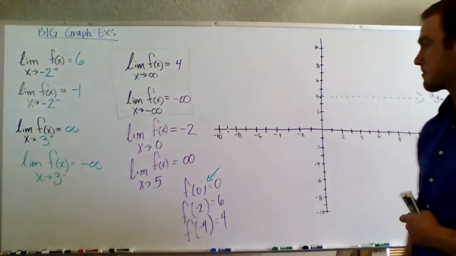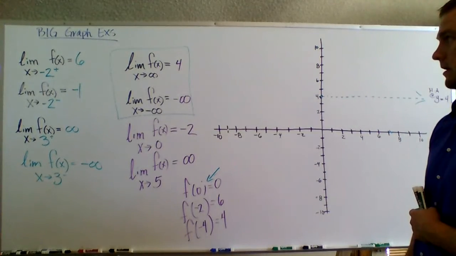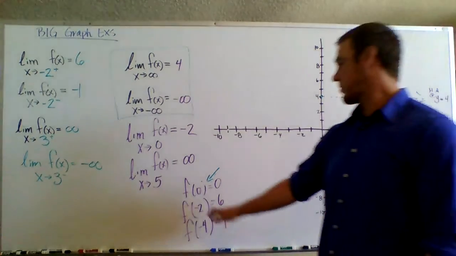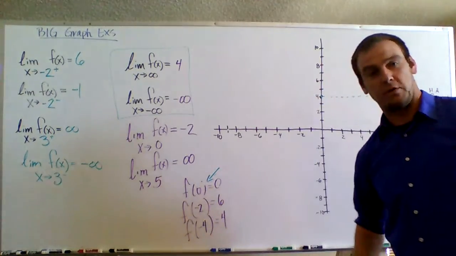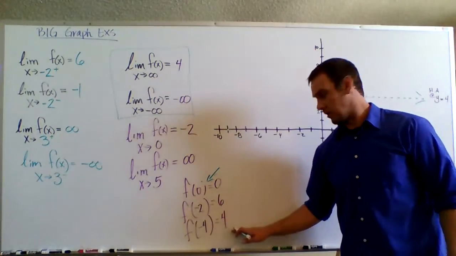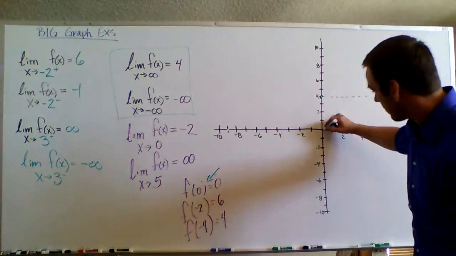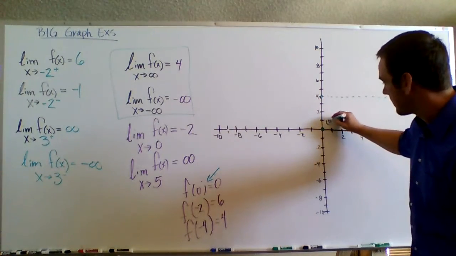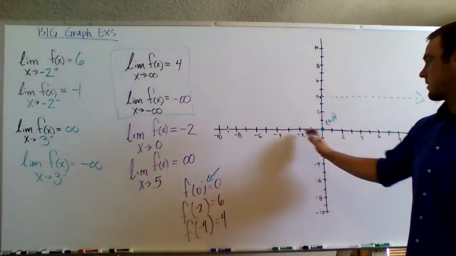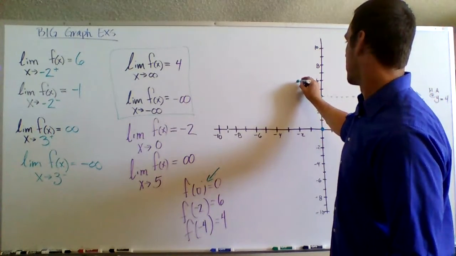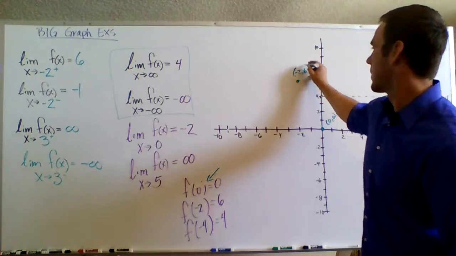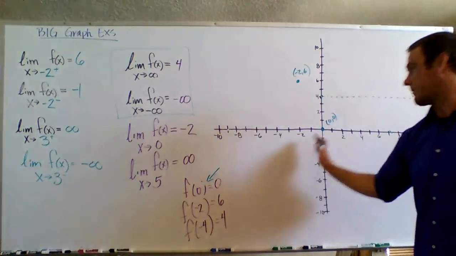What else we got going on here? Alright, so I'm just going to throw in my points then. We have 0, 0, negative 2, 6, and we have negative 4, 4. So we got 0, 0. Okay, we got negative 2, positive 6. Then we got negative 4, 4.